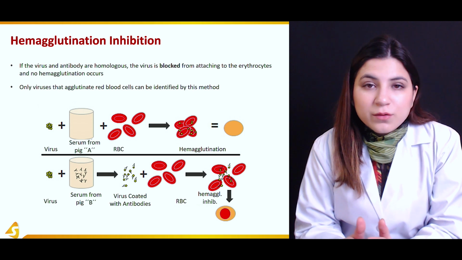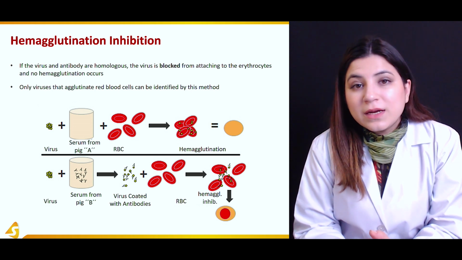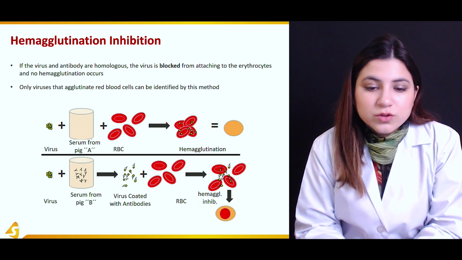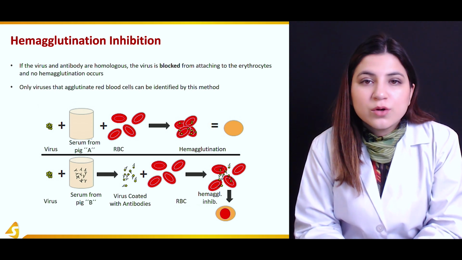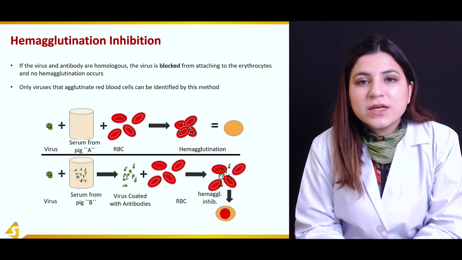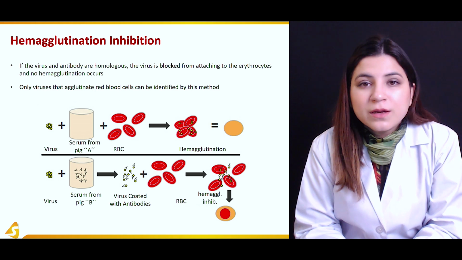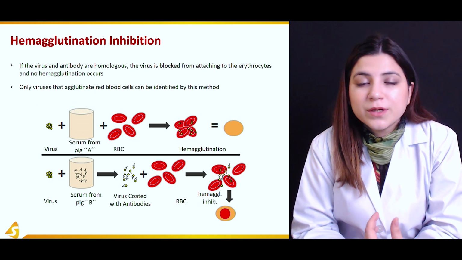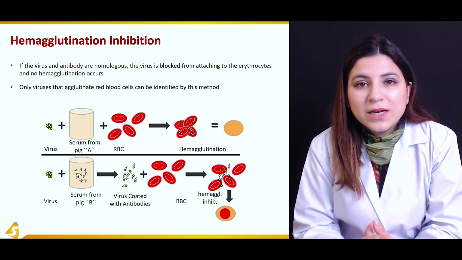So this is usually done when you have a number of samples, and you need to identify whether or not an antibody is present inside those samples or whether or not a virus is infecting those cells. So if the antibodies are present in all of those samples, then you can easily differentiate whether or not a virus is infecting them. Because if a virus is infecting them, and the antibodies are present, then hemagglutination will not occur, and this hemagglutination inhibition will occur because of the presence of the virus and the antibody, and the red blood cells won't lyse.